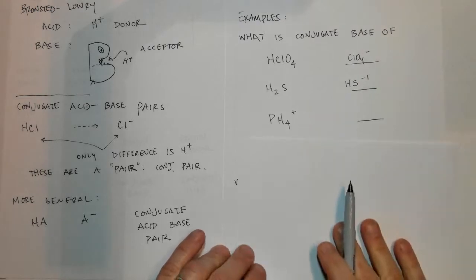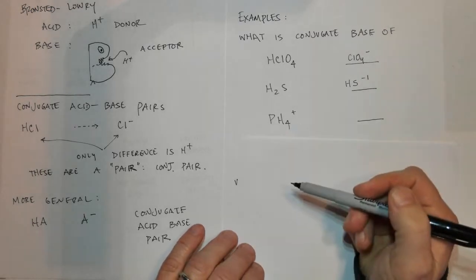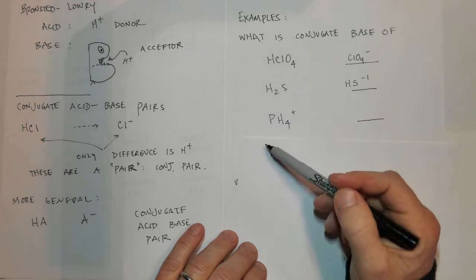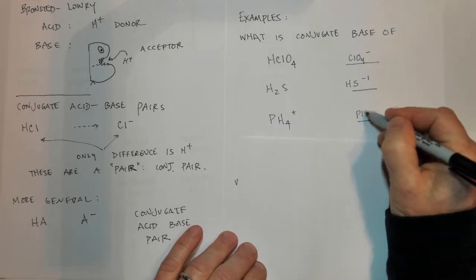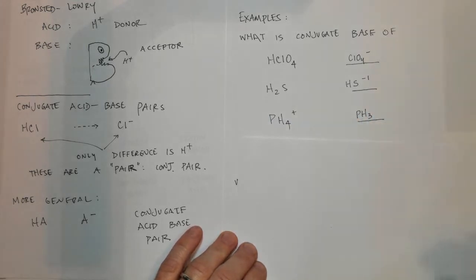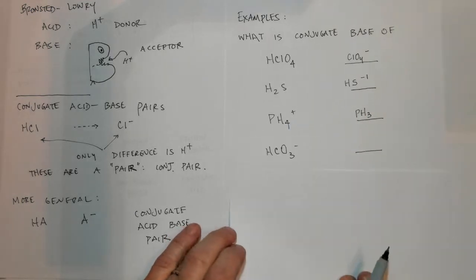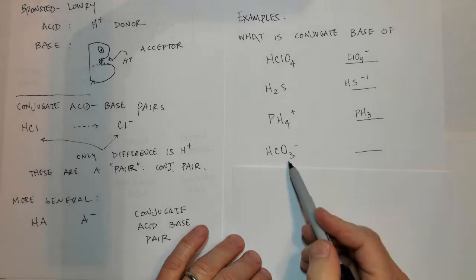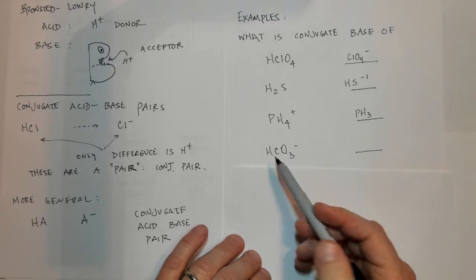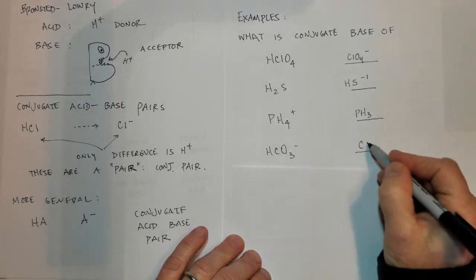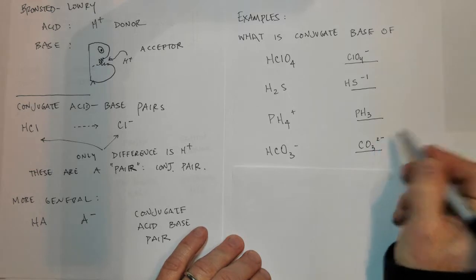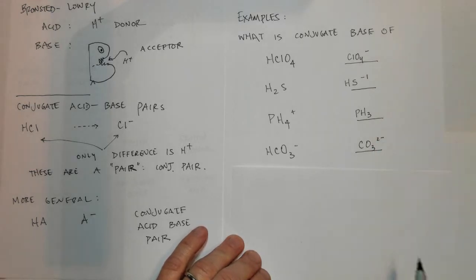What would be the conjugate base of PH4+? Well, remove one hydrogen and you'd have PH3, and it wouldn't have a charge now because it would go down in charge one space. And what would be the conjugate base of HCO3-? Well, remove the hydrogen and you'd have CO3 2-. It would go down one charge.